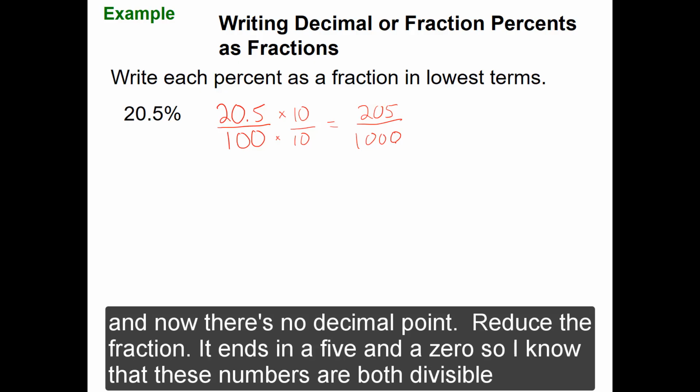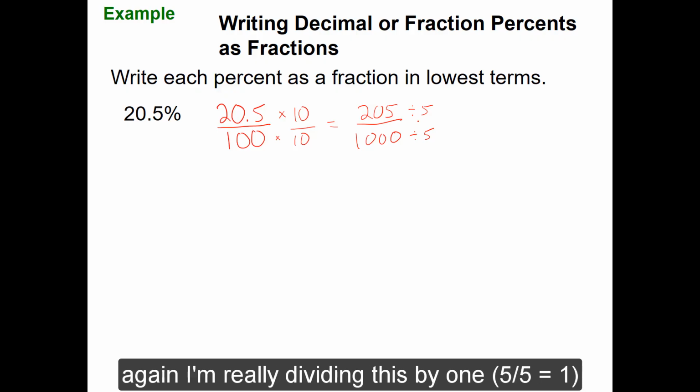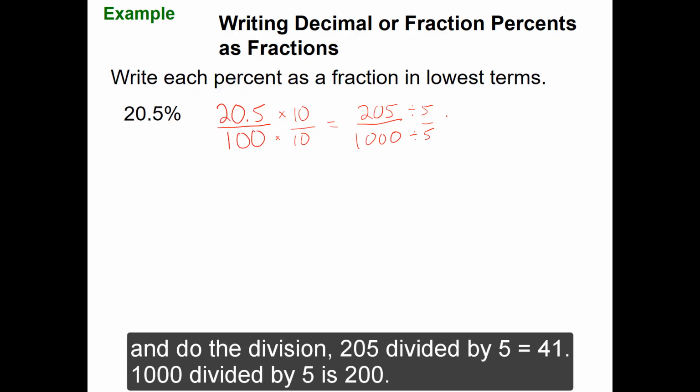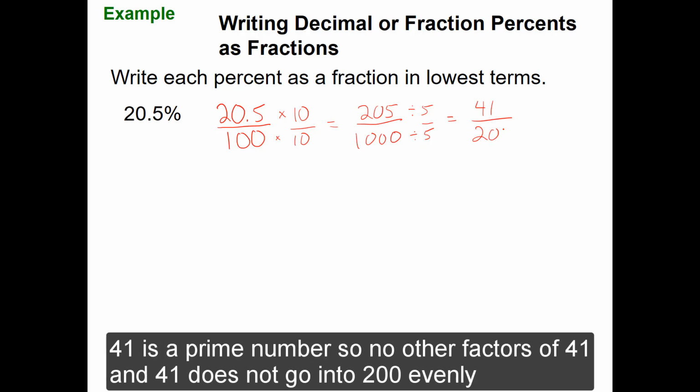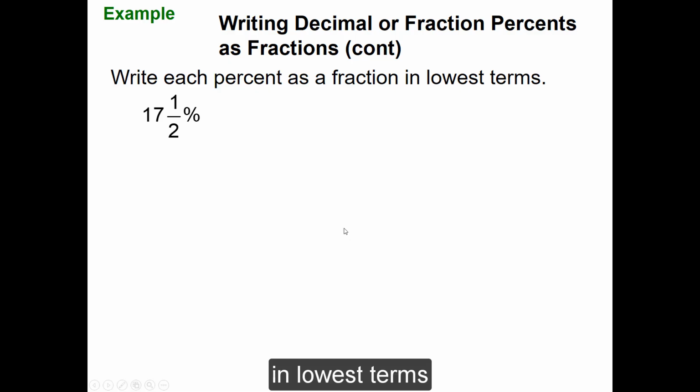It ends in a 5 and a 0, so I know that these numbers are both divisible by 5, so I have to divide them both by the same number. Again, I'm really dividing by a 1, right? Because 5 over 5 is really a 1. When I do the division, 205 divided by 5 is 41. 1,000 divided by 5 is 200. 41 is a prime number. That means there's no other factors of 41. 41 does not go into 200, and so this would be my answer in lowest terms.